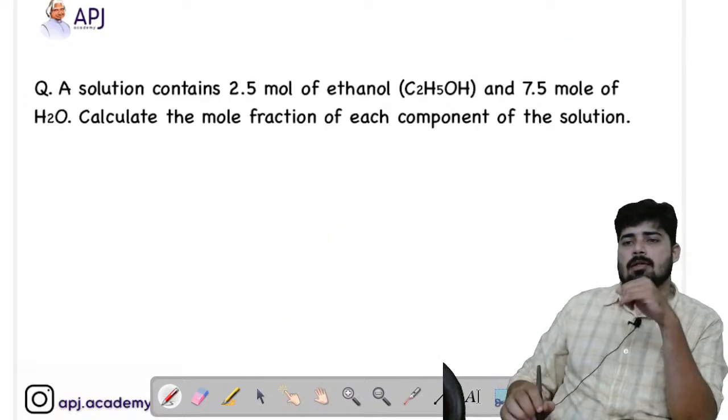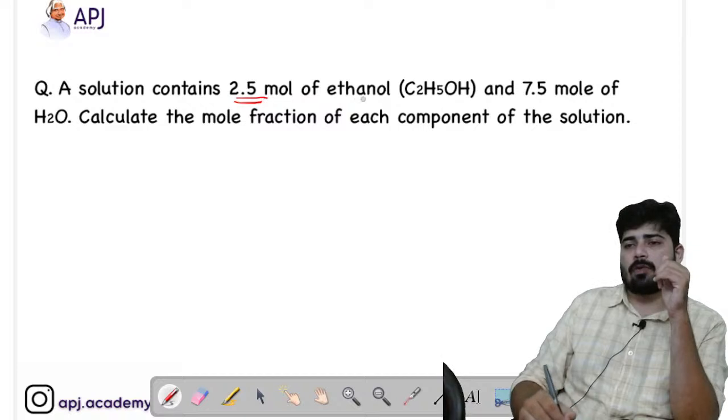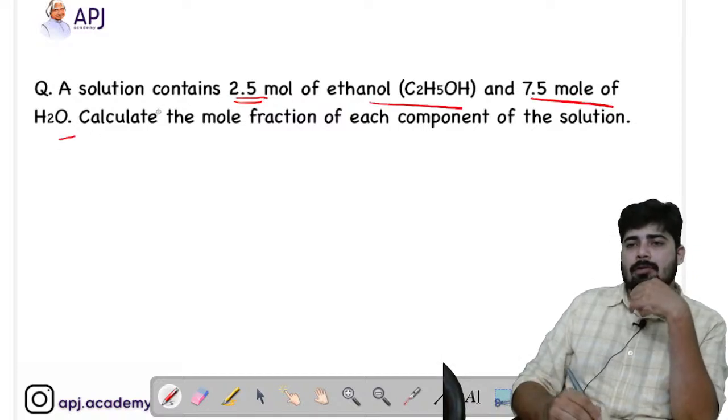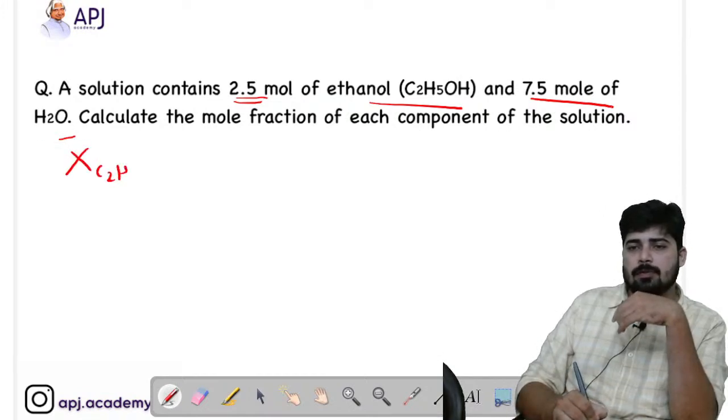Okay. Now let's see this question. A solution contains 2.5 mole of ethanol and 7.5 mole of water. Calculate the mole fraction of each component. So we have to find out the mole fraction of C2H5OH, as well as the mole fraction of H2O. Okay.